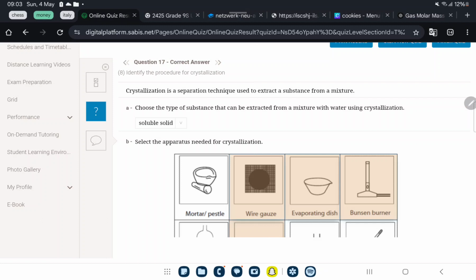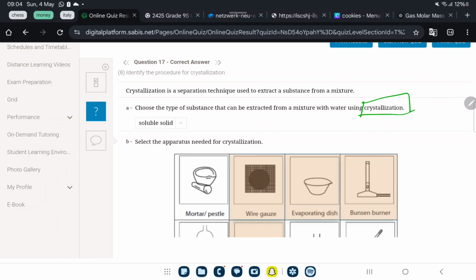Term 1, beginning of the year. Remember when it was so easy, so simple? Now it's whatever this is. So crystallization is a separation technique used to extract substances from a mixture. Choose the type of substance that can be extracted from a mixture with water using crystallization.